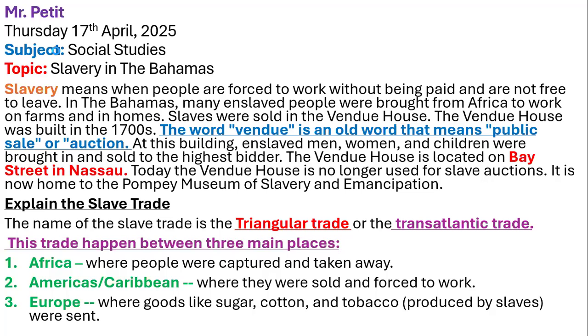All right, take a picture of your work and send it to me via WhatsApp. Again, take a picture of your work and send it to me via WhatsApp.